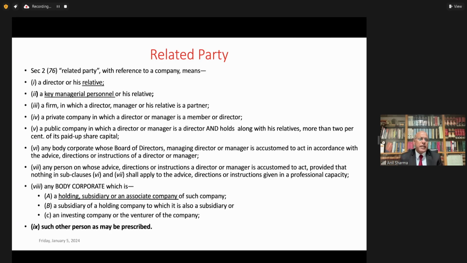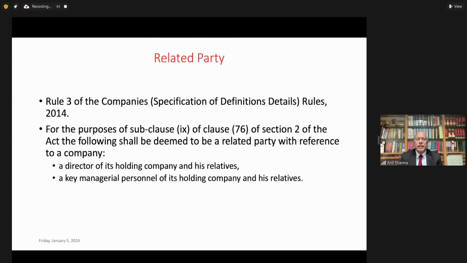And very interestingly, Section 2, Clause 76 also has a sub clause, which is the residuary, which says "such other person as may be prescribed". And for that purpose, you have to look at Rule 3 of the Companies (Specification of Definition Details) Rules, 2014. There, these two more parties have been included as a related party: a director of its holding company and his relative, and a key managerial person of its holding company and his relative. So these are not there in the section, but because of that residuary sub clause, these two entities will also be considered as related party.